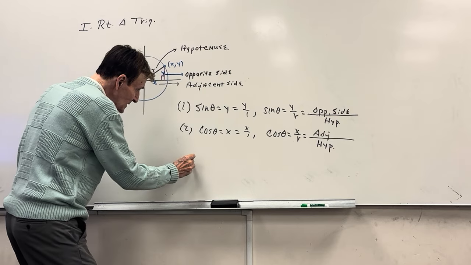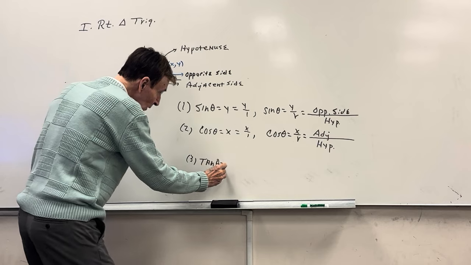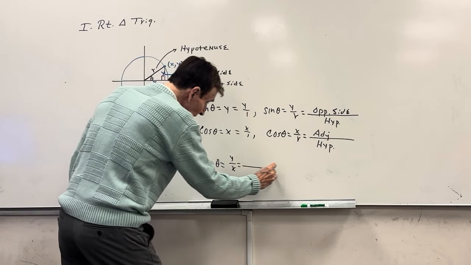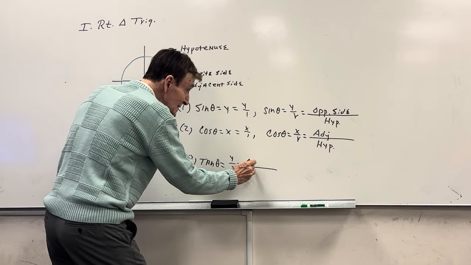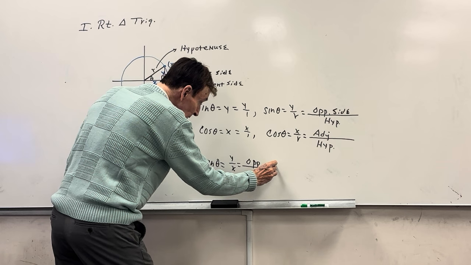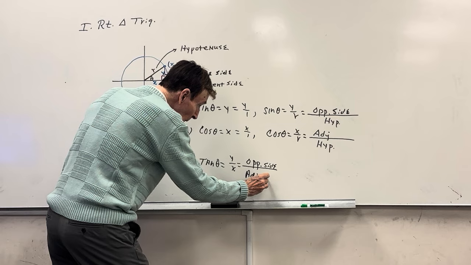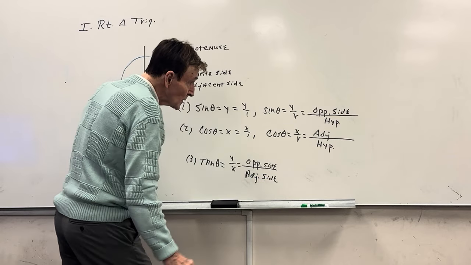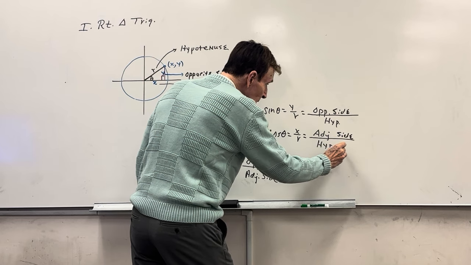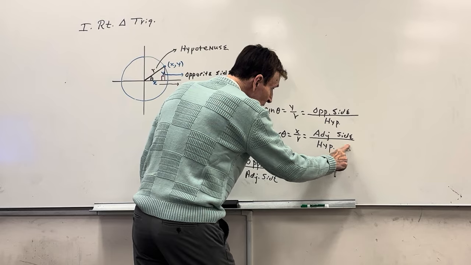Number 3, we did tangent. And the old definition for the unit circle was merely y over x. This was nice. That means for now, we're going to do opposite side. So which side was that? Over adjacent side. More than likely, let's call it hypotenuse.